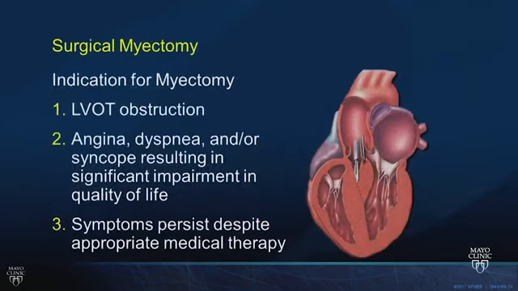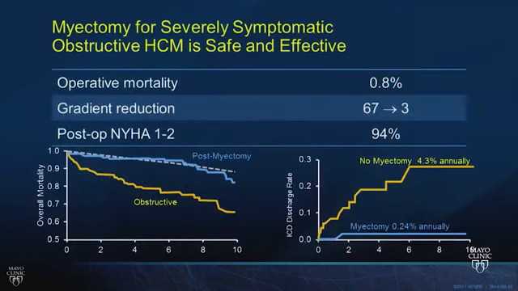So the indications for myectomy or the indications for ablation are the same. It's left ventricular outflow tract obstruction with symptoms that have not responded to medications. Same basic indications. Surgery's been around since about 1958. About 60 years this year we've been doing myectomy. It's a very safe procedure. The operative mortality is now less than 0.5% actually. The gradient is virtually abolished, and patients are class 1 to 2 95% of the time following the operation, and they're glad they had the procedure.